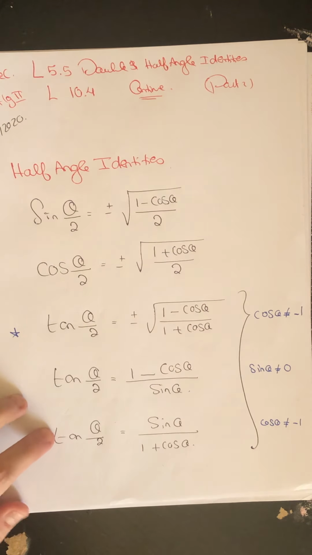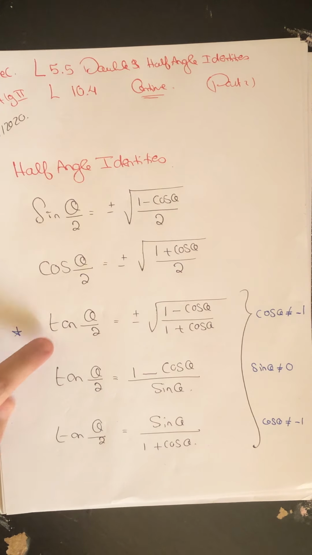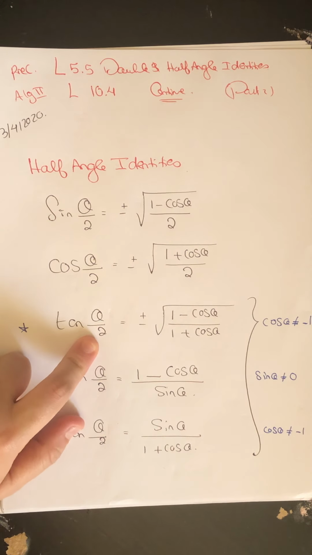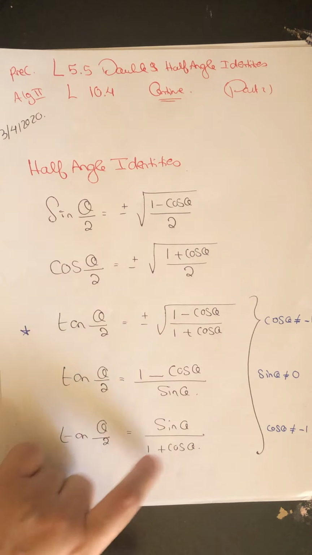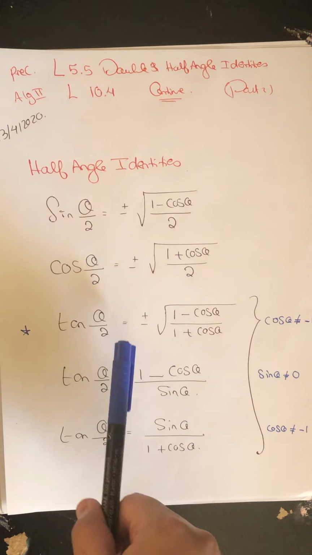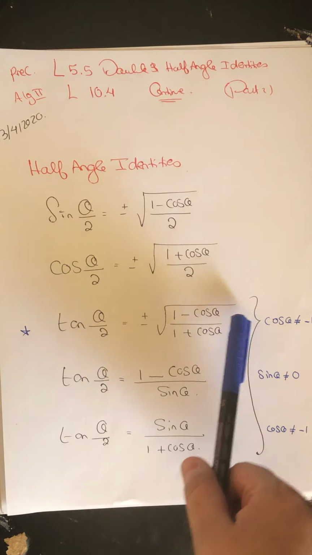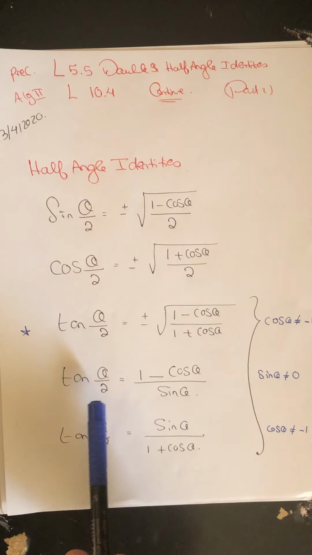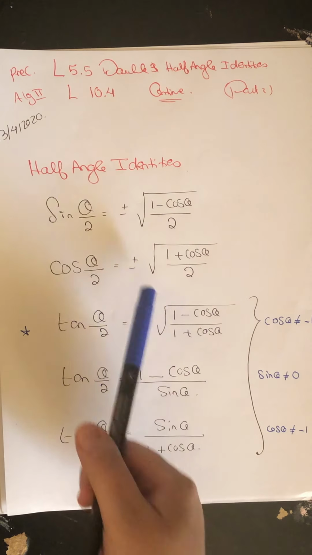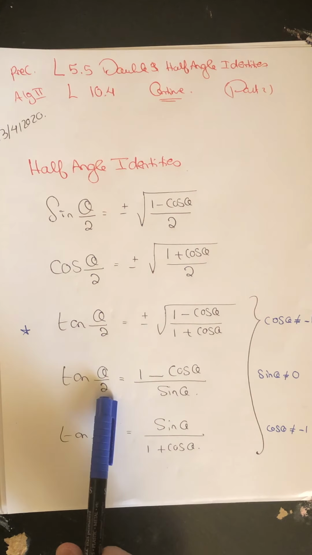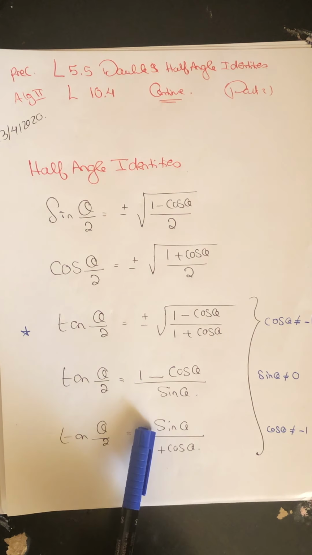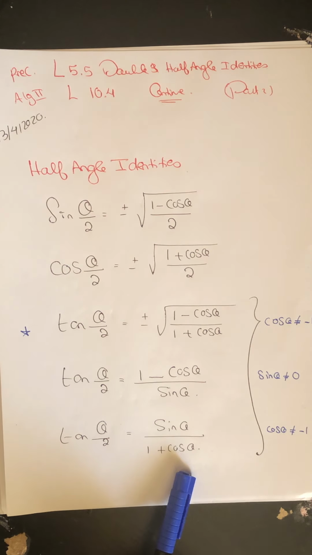For the tan, in your Algebra 2 book, you only have this one, but we have the other two in the Precalculus book. So tan theta over 2 is equal, we have three others, we can prove them if we need to, but we don't need to. One of them is plus or minus root of 1 minus cosine theta over 1 plus cosine theta, and the other ones without the root. Plus or minus depends on the quadrants. And here tan theta over 2 is equal to 1 minus cosine theta over sine theta, and there's another one, sine theta over 1 plus cosine theta.